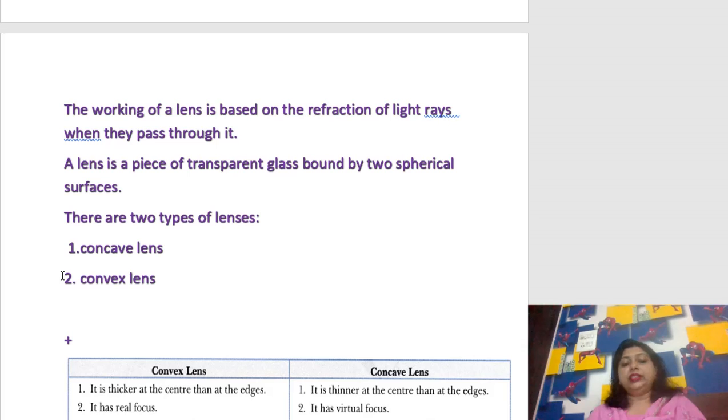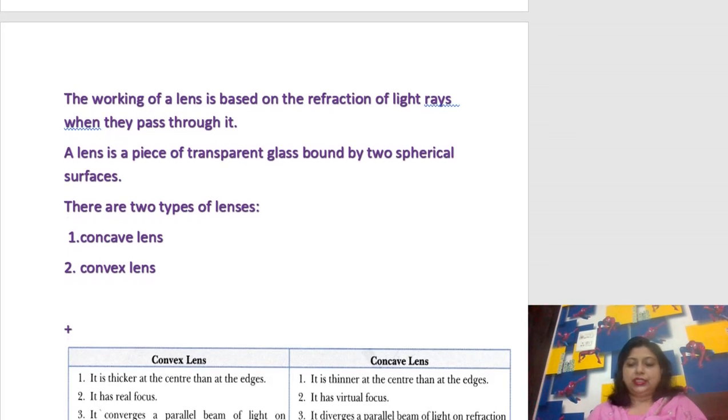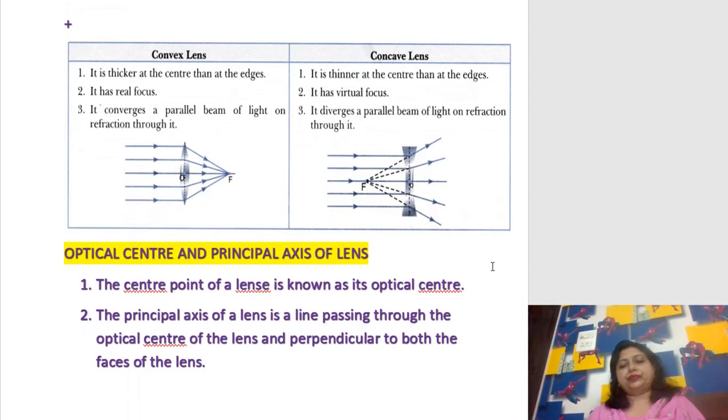And there are two types of lens, concave lens and convex lens. Now what is the difference between concave and convex? Just look. This is a convex lens and this is a concave lens. First we study the convex lens. It is thicker at the center than at the edge. Here, look, in the middle it is thicker and here it is a little thinner. But the opposite, the concave lens, is thinner at the center than at the edge.